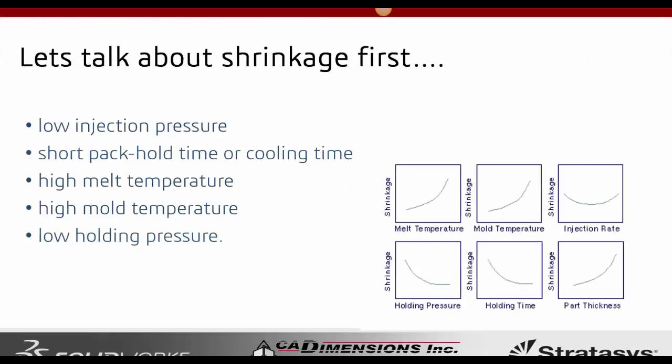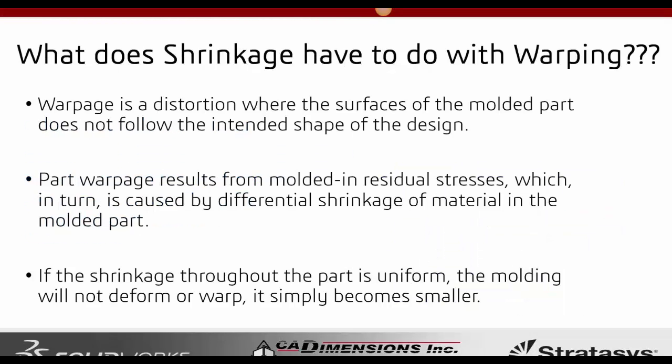Basically, part warpage results from molded-in residual stresses, which are actually caused by the differential in shrinkage. So again, going back to shrinkage, shrinkage is not a bad thing. It's only bad when you have different shrinkage throughout your part, which then can cause warpage. So if shrinkage throughout the part is uniform, the molding will not deform, it simply becomes smaller.